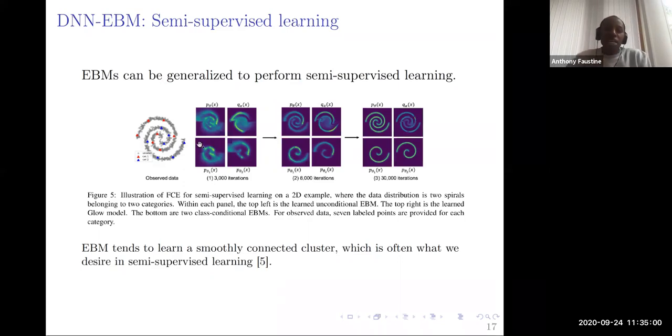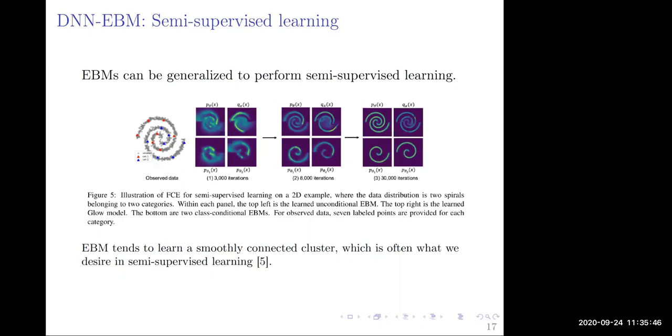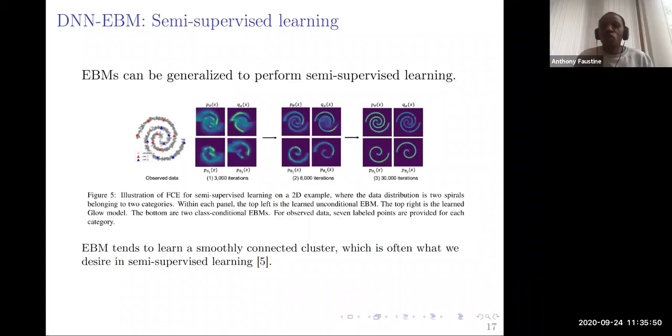This has been shown, for example, in this paper, where they did an experiment combining these two spirals. You could see that there are two spirals combined here, and they only provide a few data samples to the model and let the model learn to differentiate the two spirals. You could see that the energy-based model was capable of learning these two classes, the red one and the blue one. You could even see that it learned a smooth connected cluster of these two different patterns. This is very important for semi-supervised learning. So this implies that energy-based models could be explored for semi-supervised learning, which is very important in a situation where you don't have enough labeled data to build your machine learning model. And you could find more results on semi-supervised learning in this paper.